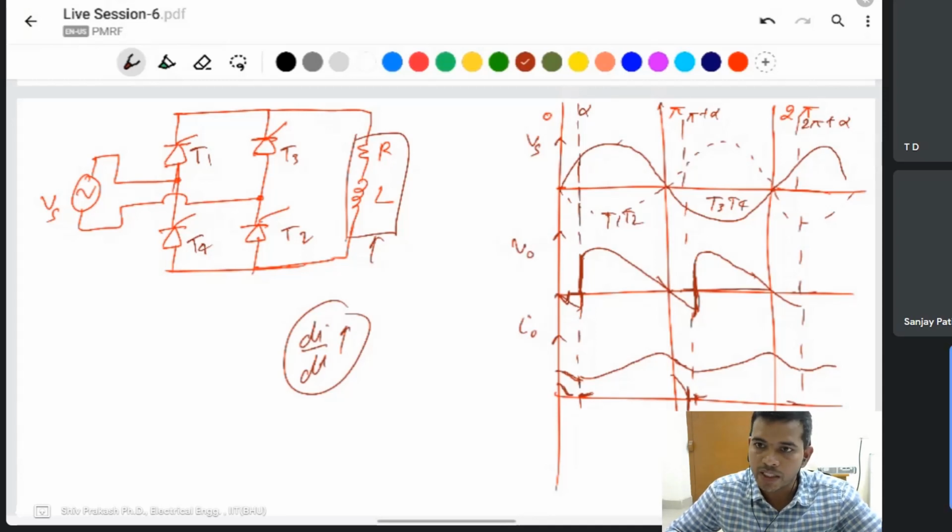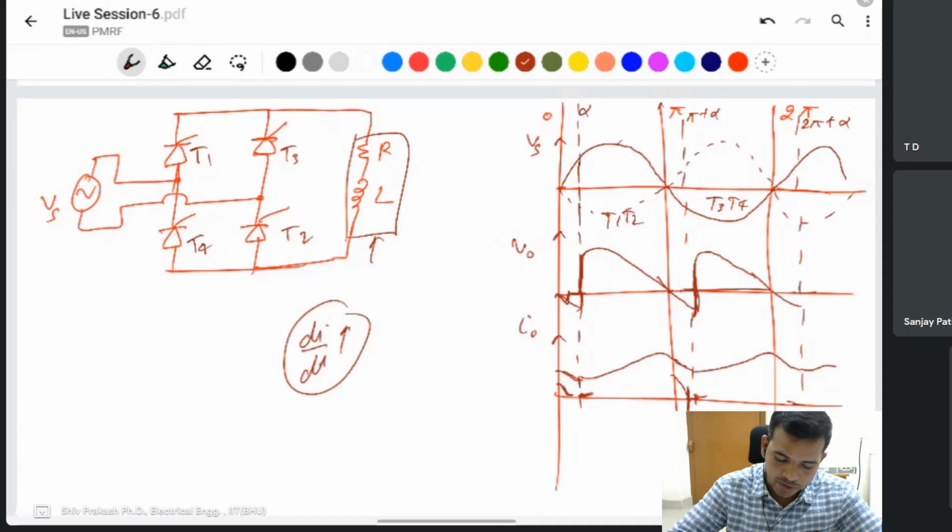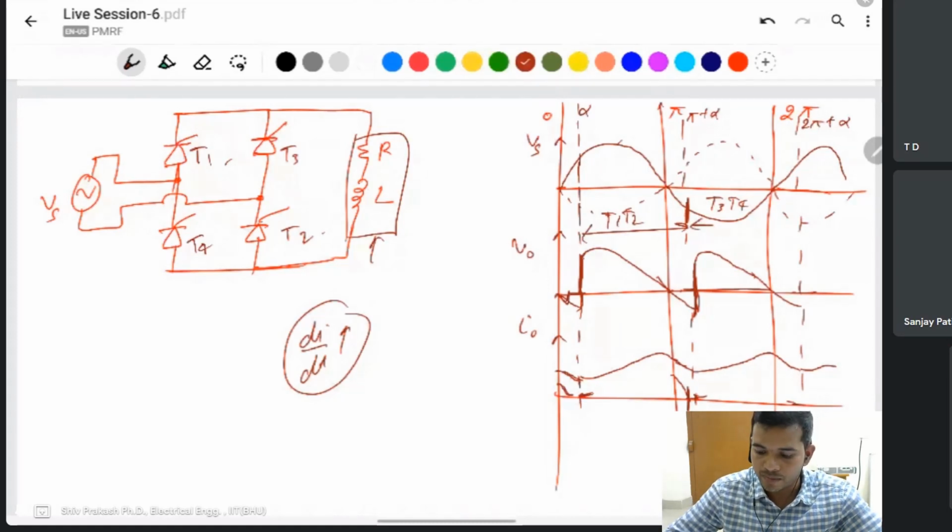It will be continuous conducting. Yes, sir. Which two thyristors are conducting? T1 and T2 will be conducting, the same one. T1 and T2 will conduct from here also, up to here. After this, T3 and T4 start to conduct, because we will not provide a pulse to T3 and T4.